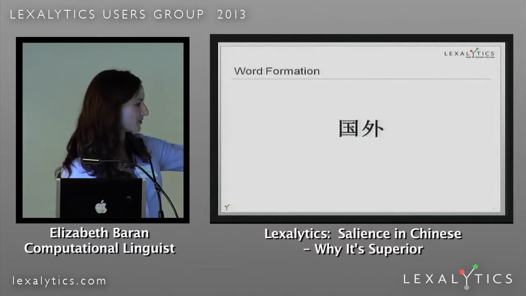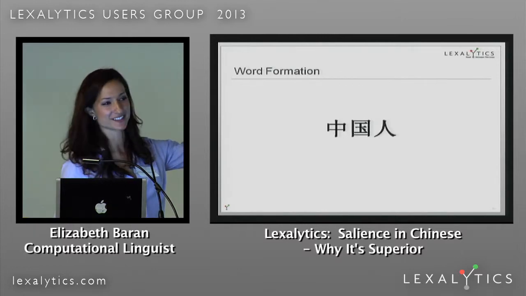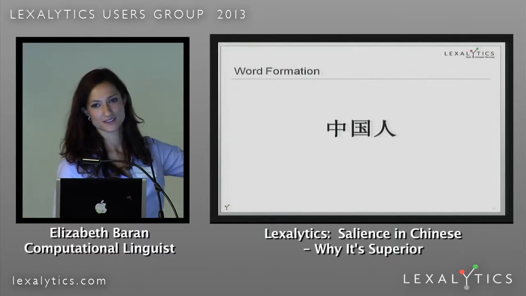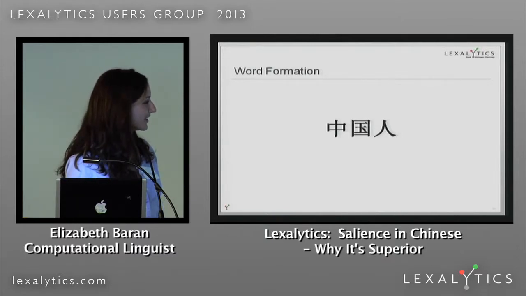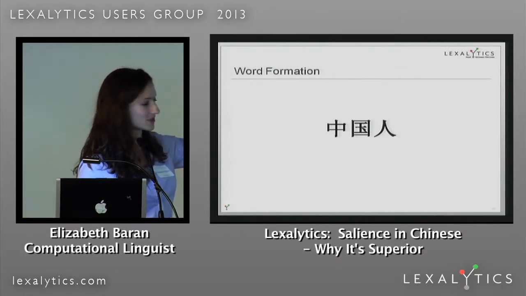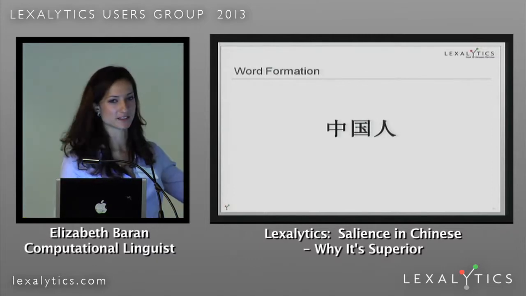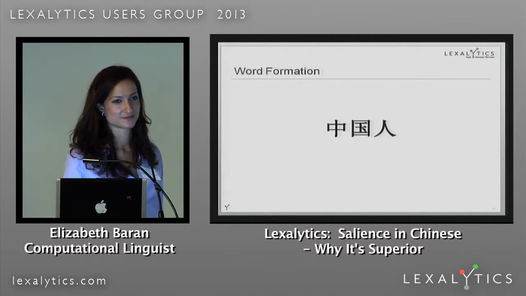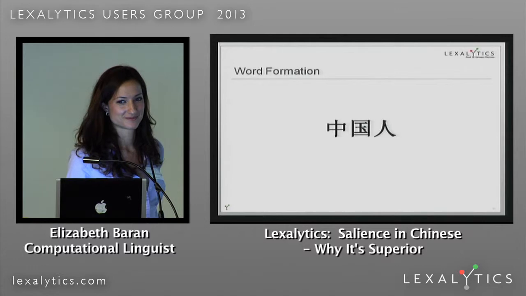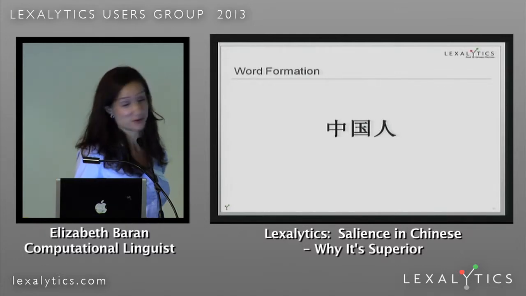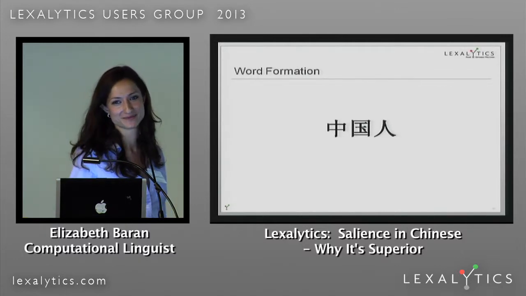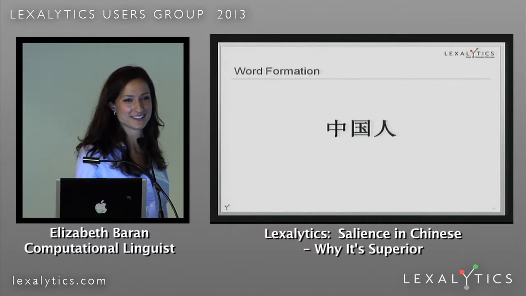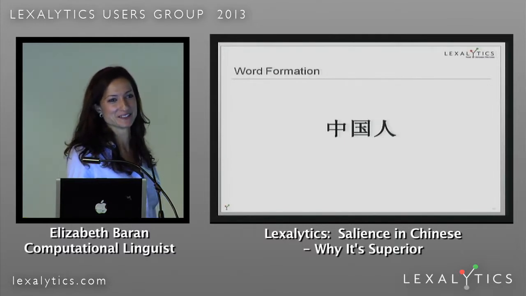Let's go back to 外国 and 中国. Okay, let's add a character. Let's add the character 人, which means people. Exactly. And this is actually interesting. Just going back to segmentation, how would we segment this? I mean, sure. Or you could segment it as one. How would you guys segment it? Any Chinese speakers?